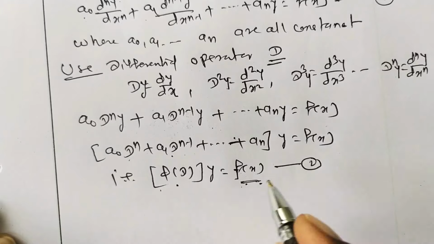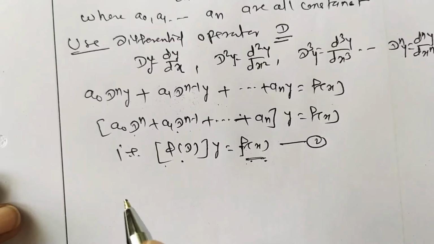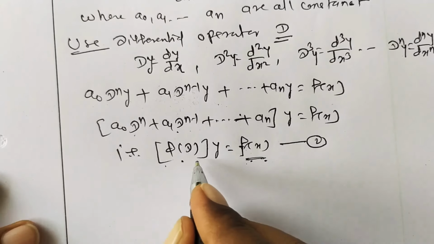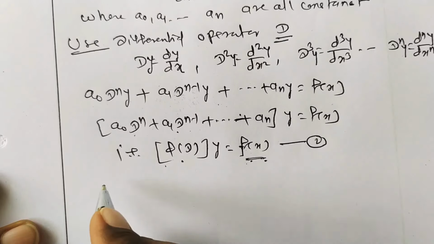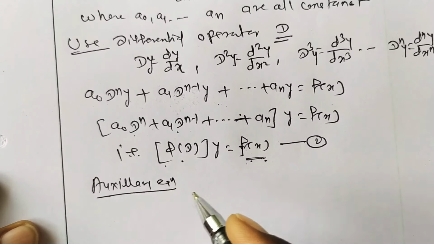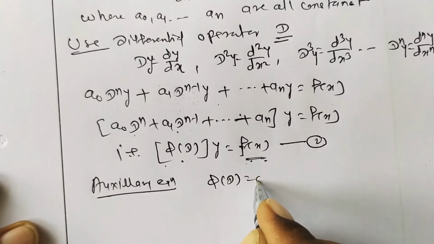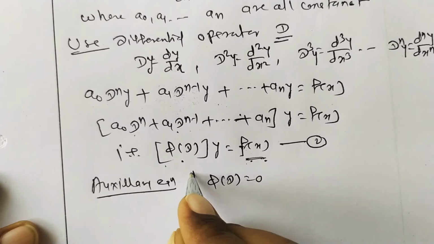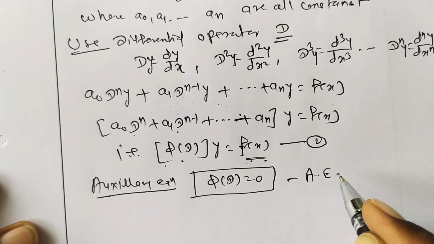Okay, now how do we find the solution of homogeneous equation and non-homogeneous equation? First we will take the solution of non-homogeneous equation. So phi of D into y is equal to f of x is the given non-homogeneous equation. For the solution, first we want the auxiliary equation. Now what is meant by auxiliary equation? Here this polynomial phi of D, if we equate it with 0, so phi of D equal to 0, this is called the auxiliary equation, in short AE.